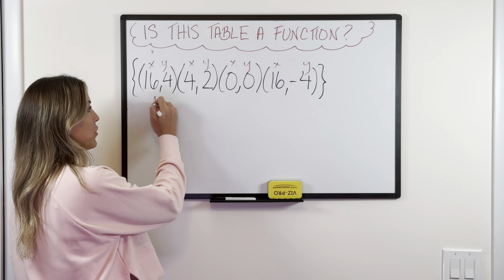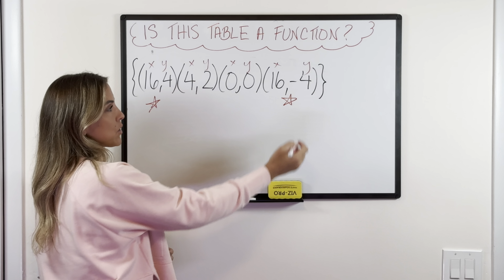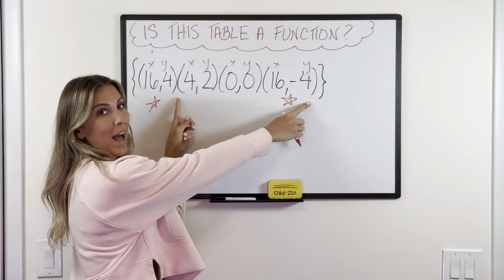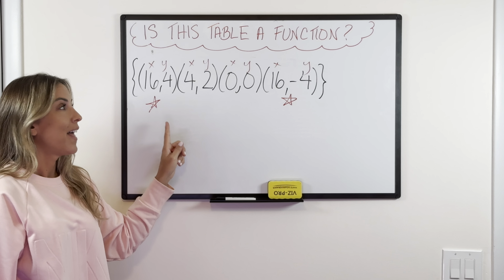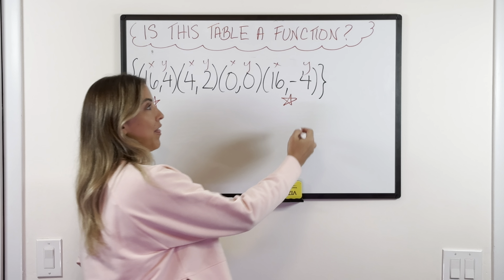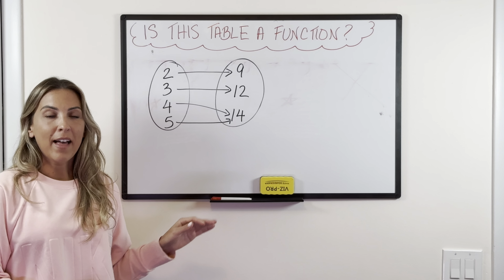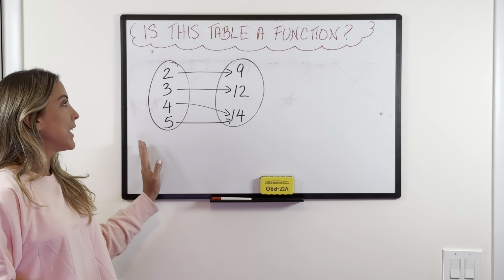We see that in the first ordered pair and the last ordered pair, we have the same x value, but we have two different y values. So because we have an x that is assigned to two different y's, this relation is not going to be considered a function.